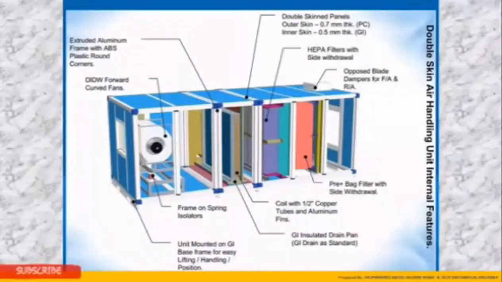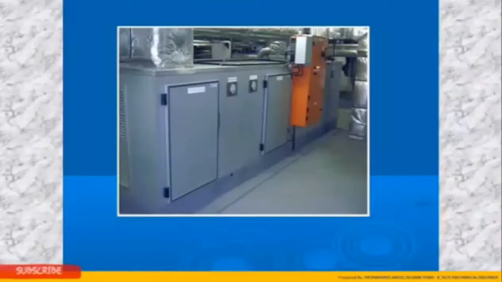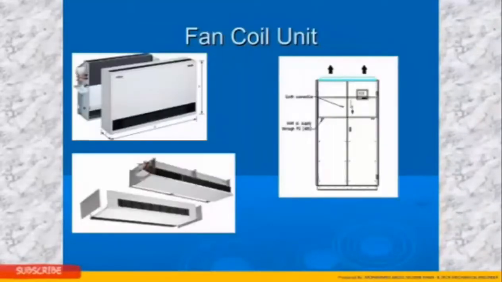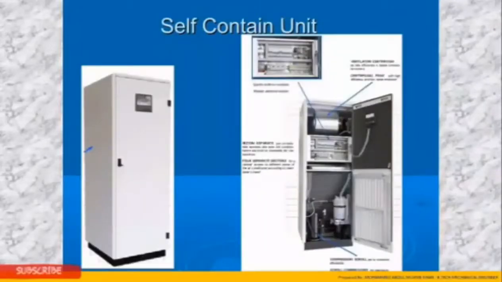Now this is just an example of a double skin air handling unit with the internal features in it. As you can see, the internal air handling unit consists of fans, filters, coils, HEPA filters if required, fresh air entry, and return air entry. Fan coil units. Self-contained units.